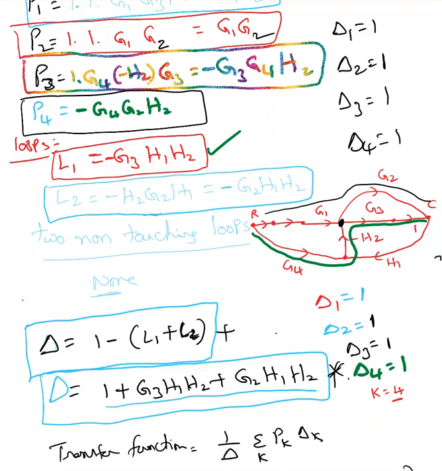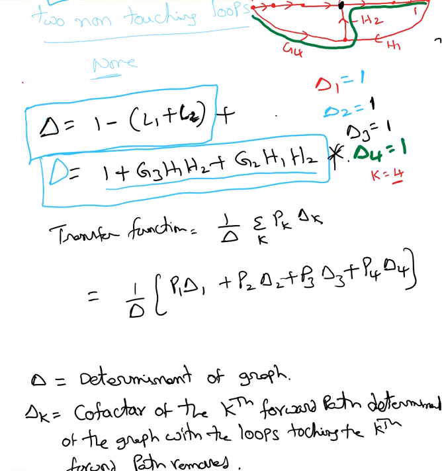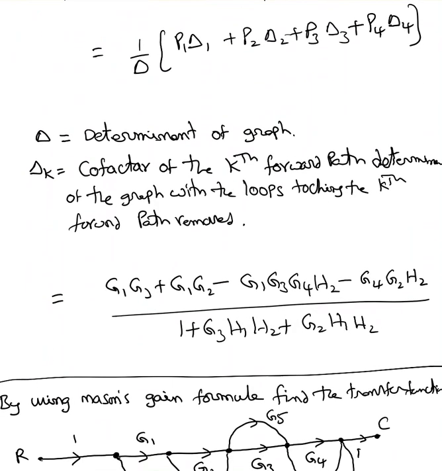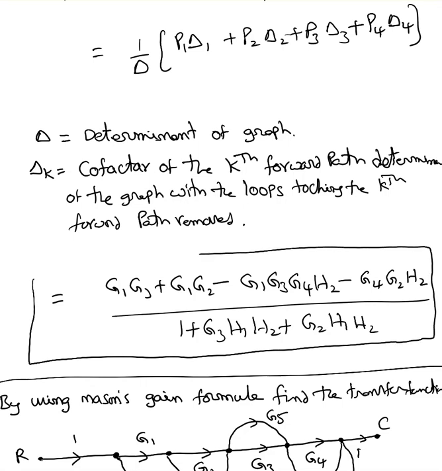So the final answer must be, once we find delta, here is delta 1, delta 2, delta 3, delta 4, which are all 1. Our final transfer function is Z1 Z3 plus Z1 Z2 minus Z1 Z3 Z4 H2 minus Z4 Z2 H2 over 1 plus Z3 H1 H2 plus Z2 H1 H2.